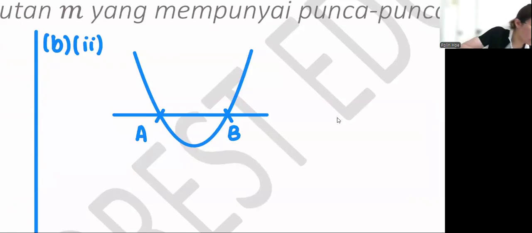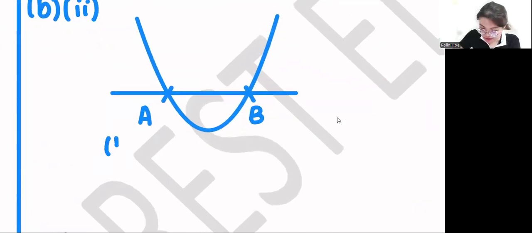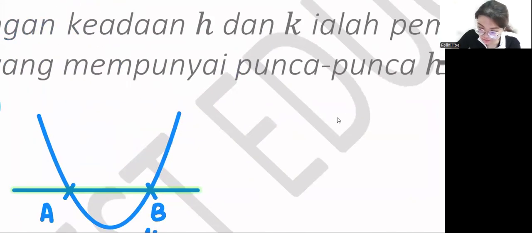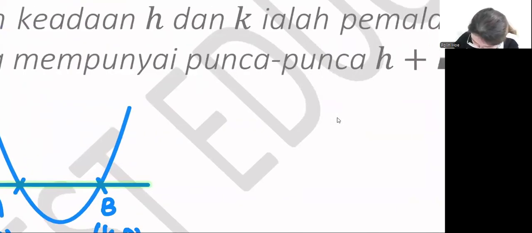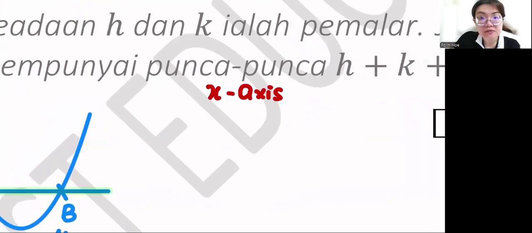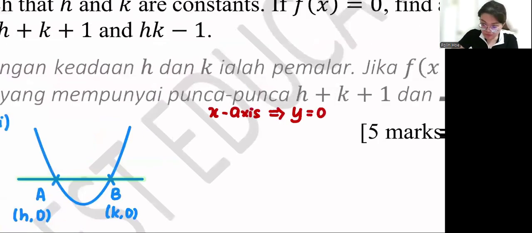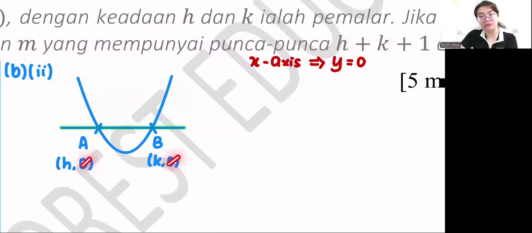What is the coordinate of point A? From B part 2, you are given the coordinate of point A is h and 0. The coordinate of point B is k and 0. This straight line is known as the x-axis. Correct? X-axis, the equation for x-axis is y is equal to 0. That is why the y here is equal to 0.